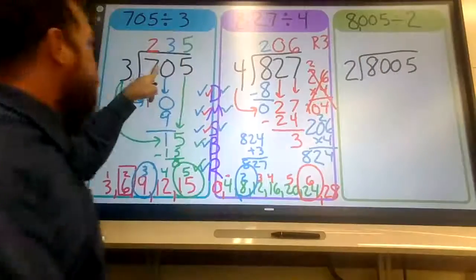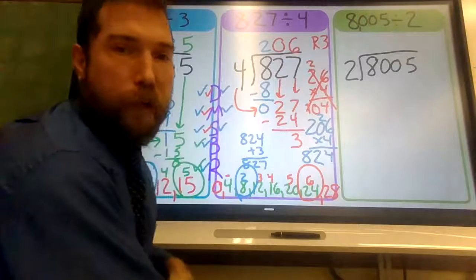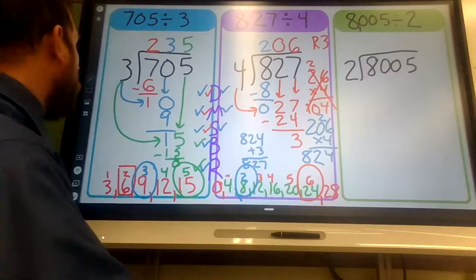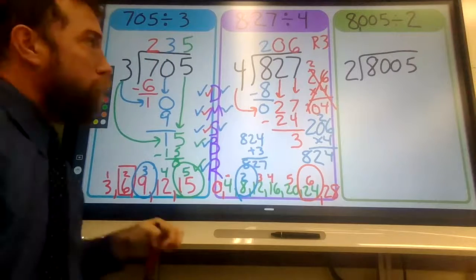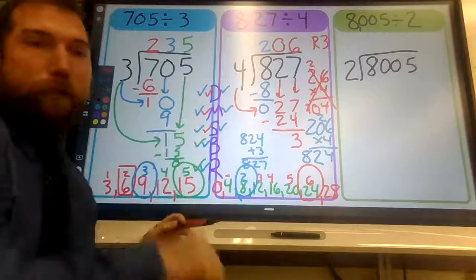Right? This one had just a 0 that came down. This one had a 0 that went up top. This one will have a bit of both. So it's a little tricky. There are questions just like these on your thing. I just changed the numbers around a little bit.